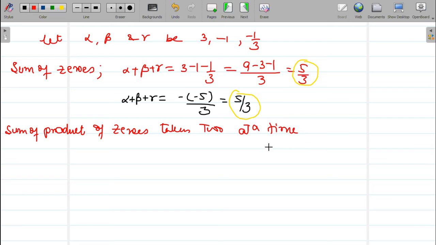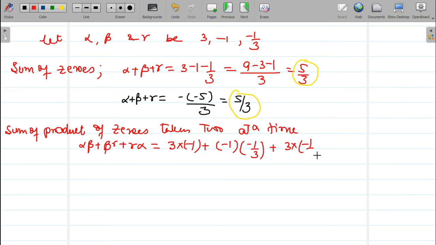So we will get, what is this? This is alpha beta plus beta gamma plus gamma alpha. Actually if I do this, 3 multiplied by minus 1 plus minus 1 multiplied by minus 1 by 3 plus 3 multiplied by minus 1 by 3. So it should give me minus 3 plus 1 by 3, and if I cancel this, minus 1. So ultimately I will get minus 4 plus 1 by 3. That is minus 12 plus 1, minus 11 by 3.